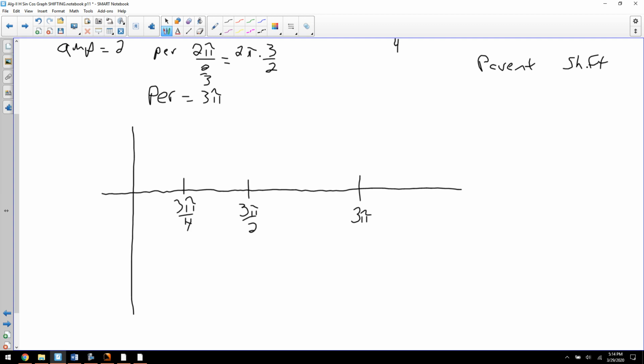Now I want you to think of it in terms of fourths, 3/4. So we have 3/4. This is 6/4. Then this would be 9/4, because 3 pi is the same thing as 12/4. Our amplitude is 2, so we go up 2, and we have to go down 2. Label it here and here.